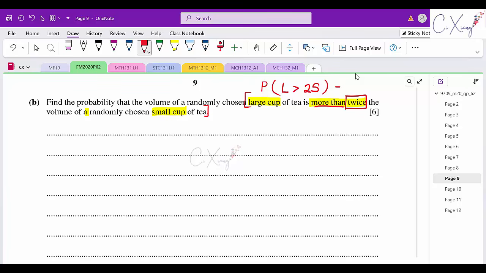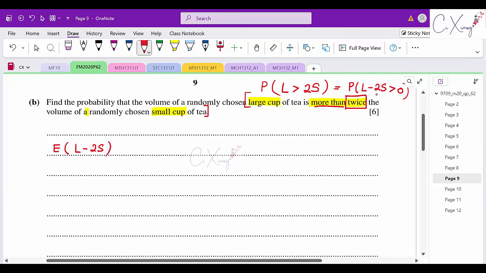Then I cannot calculate the probability if, let's say, there are two random variables on both sides. So what I have to do is move all the random variables to one side. It will become L minus 2S greater than 0. Of course, you can move it the other way: 2S minus L smaller than 0 also works, up to you. Therefore, before the calculation, I need to calculate the mean of L minus 2S first.